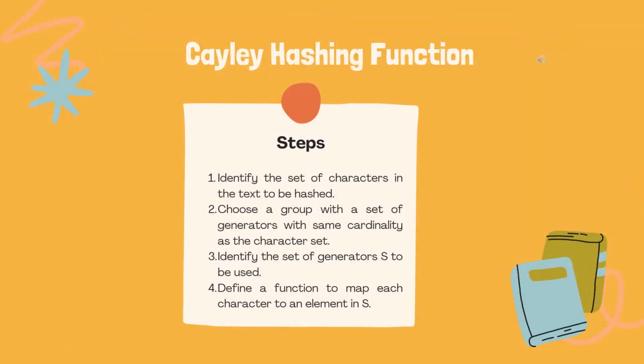Are you ready to see how Cayley hashing functions are constructed? Let's see these initial steps. First, we need to identify the set of characters in the text to be hashed. Then, we choose a group with a set of generators with the same cardinality as the character set. Third, we need to identify the set of generators S to be used. And finally, we need to define a mapping that maps each character from the character set used in the text to an element from S.